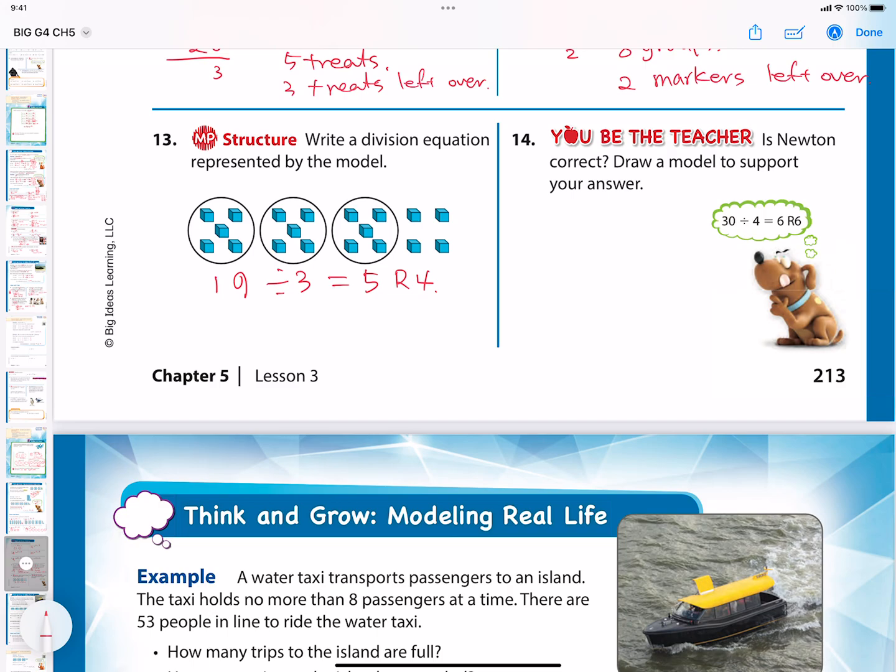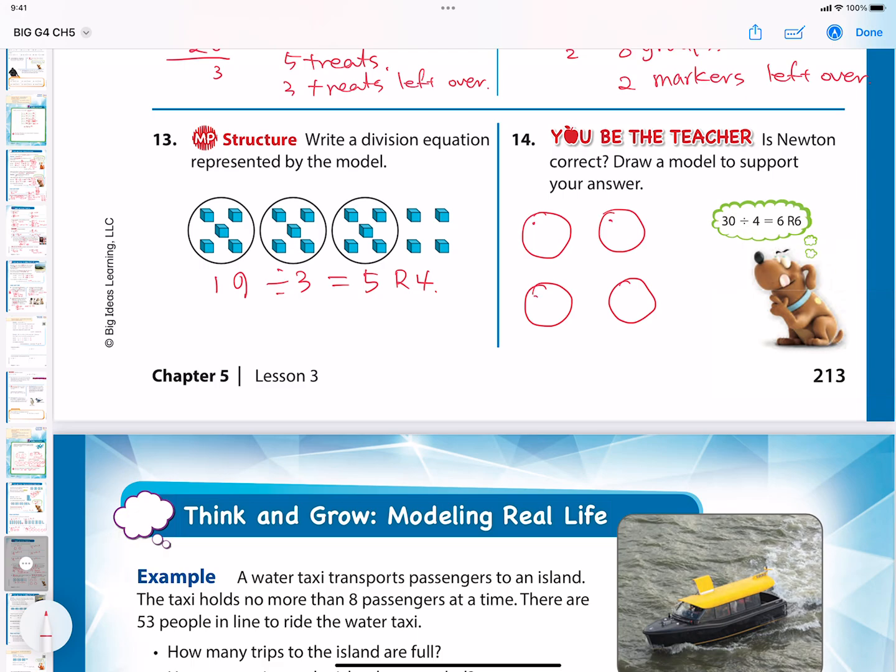Make sense? All right. Now, number 14. Is Newton correct? Draw a model to support your answer. Okay, 30 divided by 4 is 6, remainder 6. Okay, let's see. Since they were asking us to draw this model, let's make it 1, 2, 3, 4 equal groups, right? And we are going to count 30 at a time.